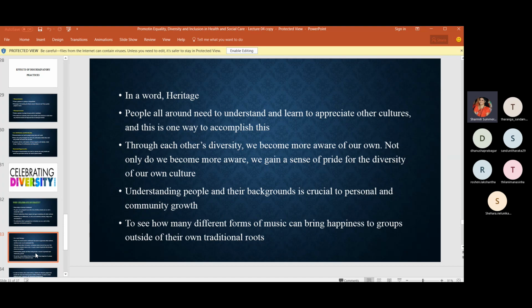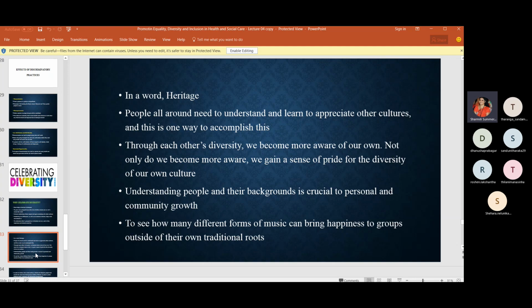Through each other's diversity, we become more aware of our own. Yes, we don't have that much knowledge regarding our own diversity, but once you talk with other diversity, we can find our uniqueness. If one person has a unique idea, then we start to search whether we also have that kind of uniqueness. So if he is doing that, can I do that, or can I do more than him? Likewise, we can explore ourselves.